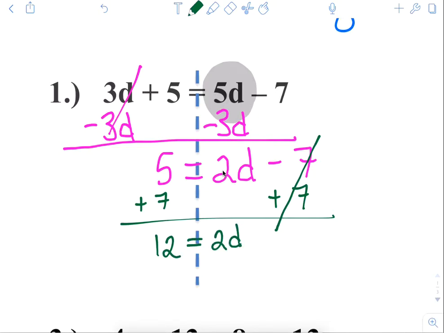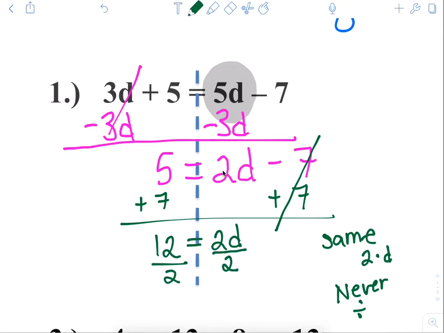I need to get d by itself, which means we're getting rid of 2. Remember that that is the same as saying 2 times d. So to get rid of a multiplication, we need to divide. Also remember that you are never going to put this symbol in solving. You're going to use a fraction instead. So divide by 2. Divide by 2. 2 divided by 2 is 1, so you just have 1d left over. 12 divided by 2 makes a whole number 6, and that is our answer.